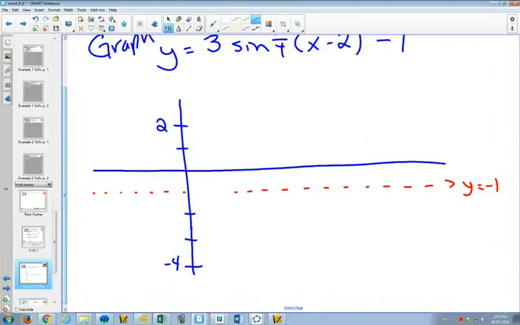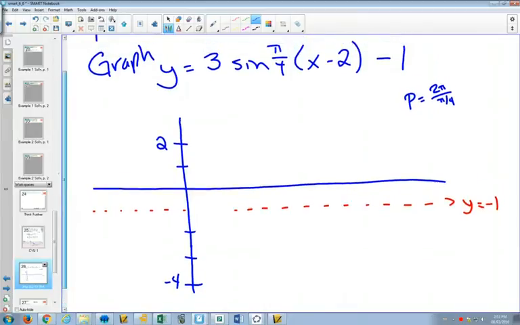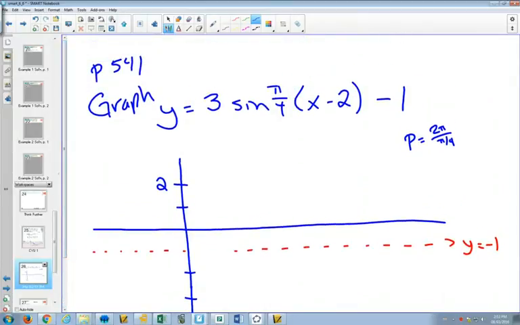So our first two examples were really squished. I wanted to make one that wasn't quite so squishy. What's our period going to be? Well, if we use our formula, our period is 2 pi over the b value, and our b value is pi over 4. How do we divide by a fraction? Multiply by the reciprocal, so we could say this is 2 pi over 1 multiplied by 4 over pi. Can you see that the pi's cancel out? And you're just left with 8.